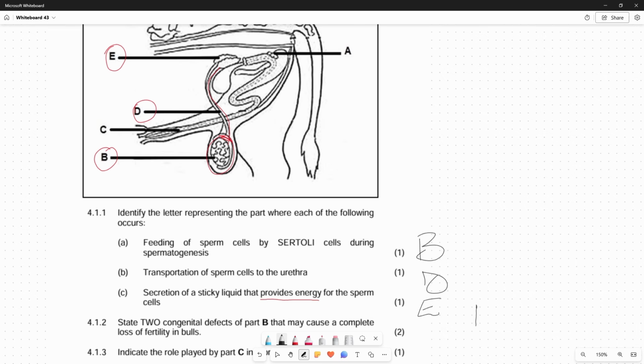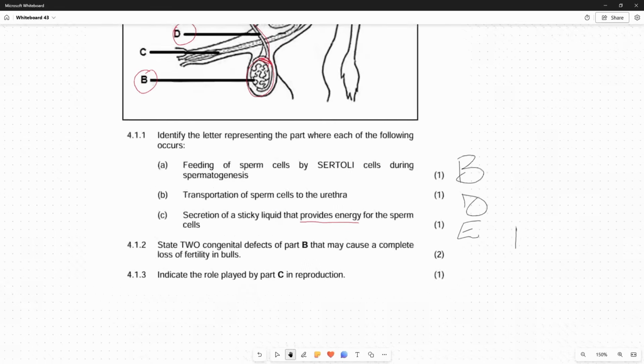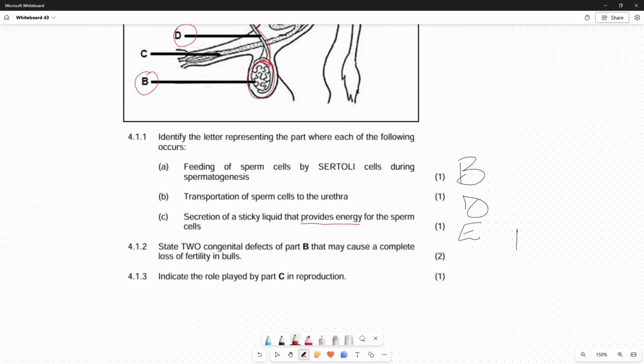And then let's move on again to the next question now. Here's the other important part. State 2 congenital defects of part B. So remember we said that word congenital, if they are inborn, animal izelwe nayo. So congenital, and they are saying for part B, which is the testes. So those that are affecting the male and izelwe say now.